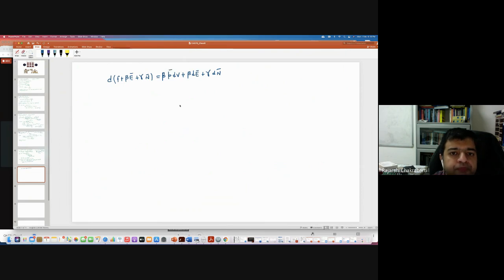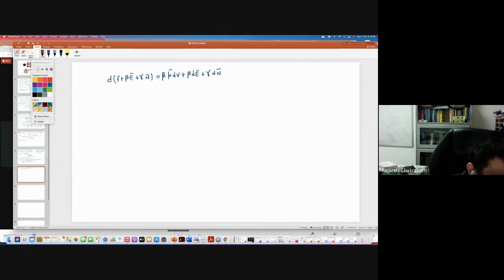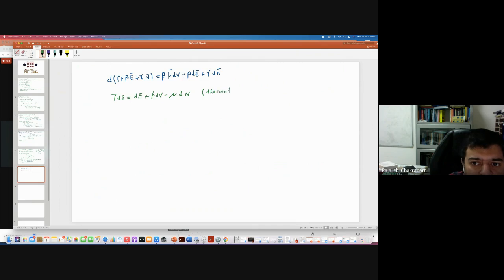This is the equation, no? Now let me write down another equation which you know from thermodynamics: TdS equals dE plus PdV minus mu dN. You know this from thermodynamics. Also, beta is 1 over kBT.